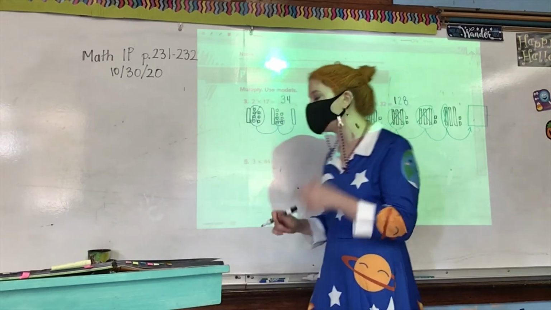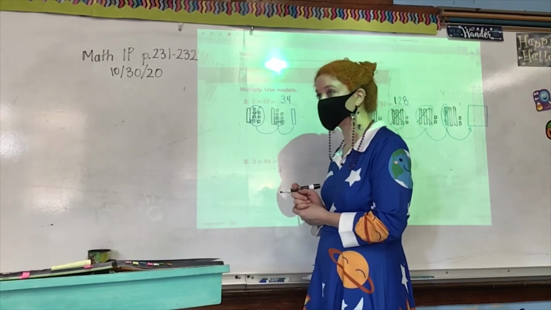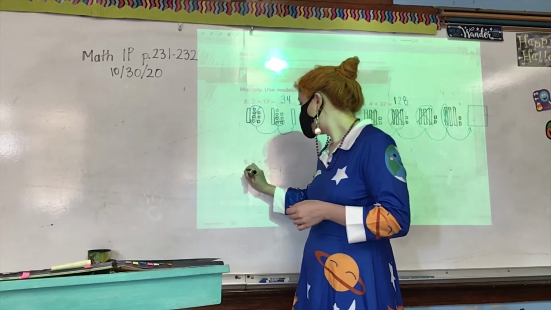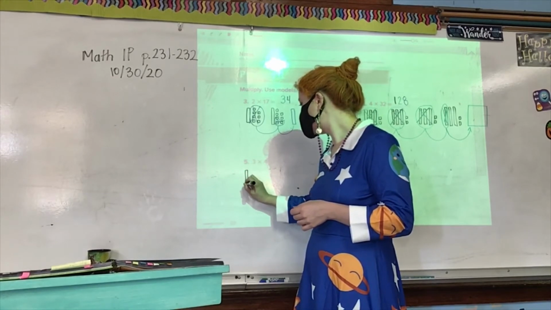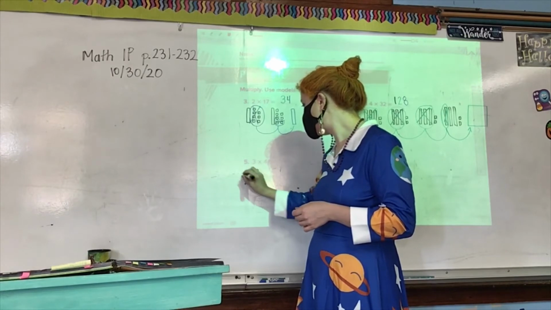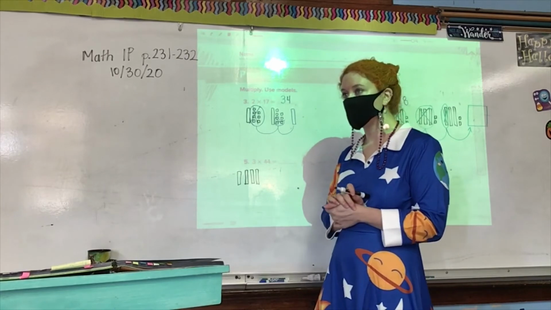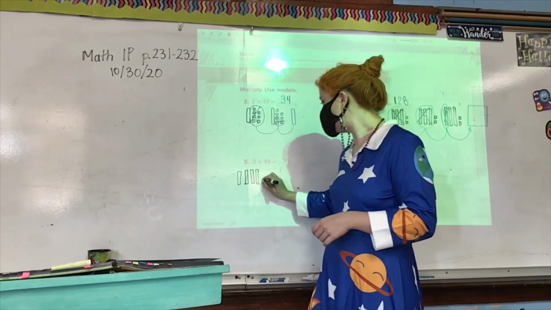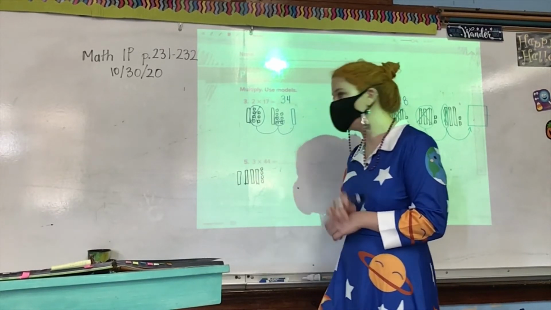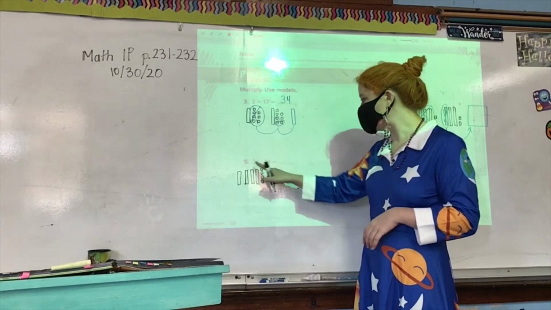So first we model 44. How do we model 44? We write 4 ten rods. 1, 2, 3, 4. Okay. And then we write 4 ones cubes. 1, 2, 3, 4. Okay. And we write that 2 more times. So we have to repeat it 3 times.